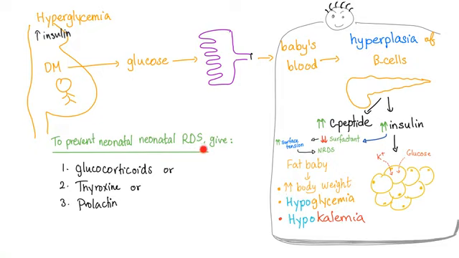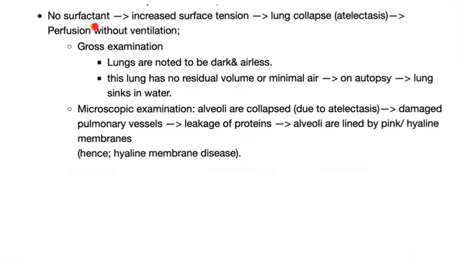To prevent neonatal respiratory distress syndrome, give one of the 3 hormones that stimulate surfactant: glucocorticoids, thyroxine, or prolactin. No surfactant increases surface tension.